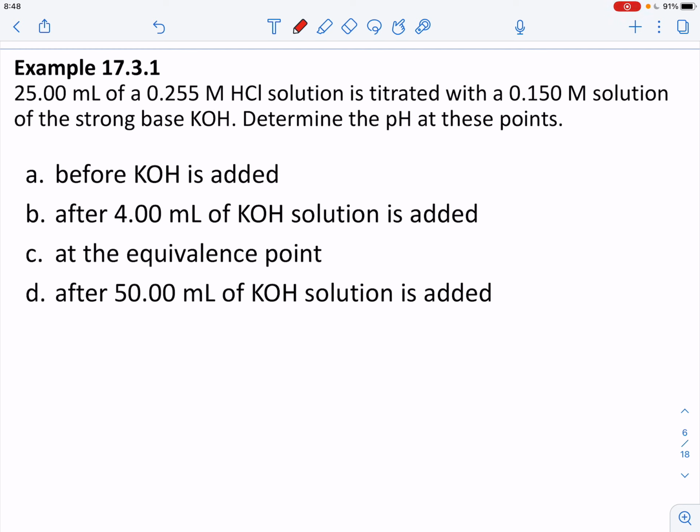Okay, so one thing that you have to keep in mind here is that, number one, you have an initial volume, and you add another solution.